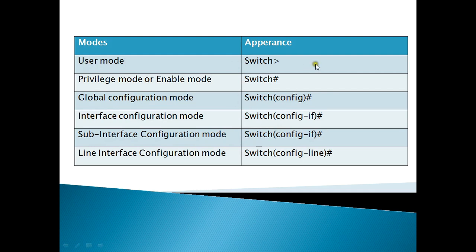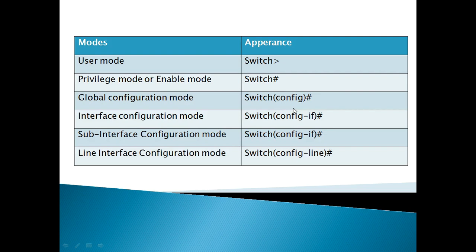Usually the user mode will be shown with the greater than symbol. If you see this symbol, then you are in the user mode. Next, the privilege mode or enable mode. This is how it will look. It will have a pound symbol over here.